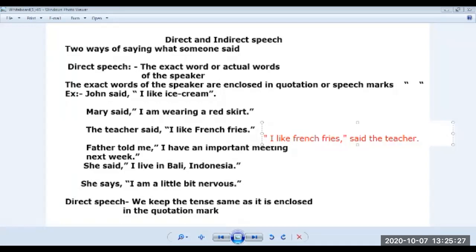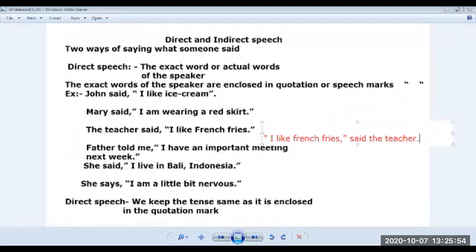Somebody? One of you? I live in Indonesia. Okay. She said. Yes, she said. Now, please be mindful of the commas. The comma is the separator. Okay. Now, she says, I'm a little bit nervous.